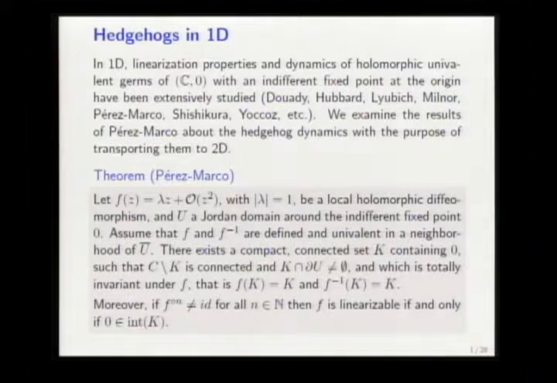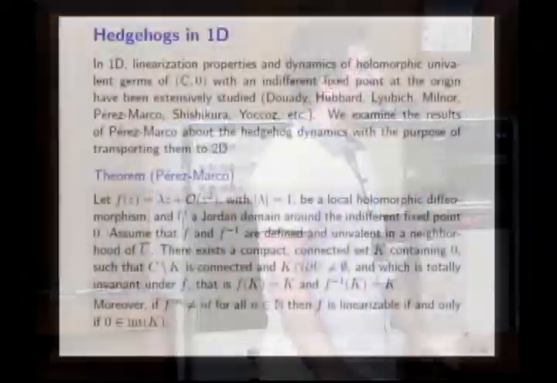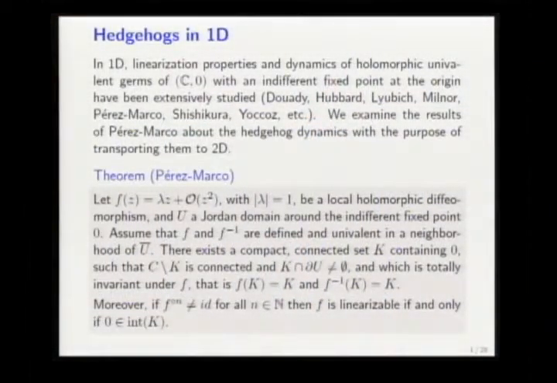The theorem of Pérez-Marco from the early 90s, late 80s actually: you take a holomorphic germ, lambda z plus higher order terms, where lambda is of absolute value 1, and you take a Jordan domain around the fixed point, such that the map and its inverse are univalent in the closure of this domain. Then there exists a compact connected invariant set K containing the origin, such that this is full, the complement is connected, and it's totally invariant under F. F of K is K, as F inverse of K is K.